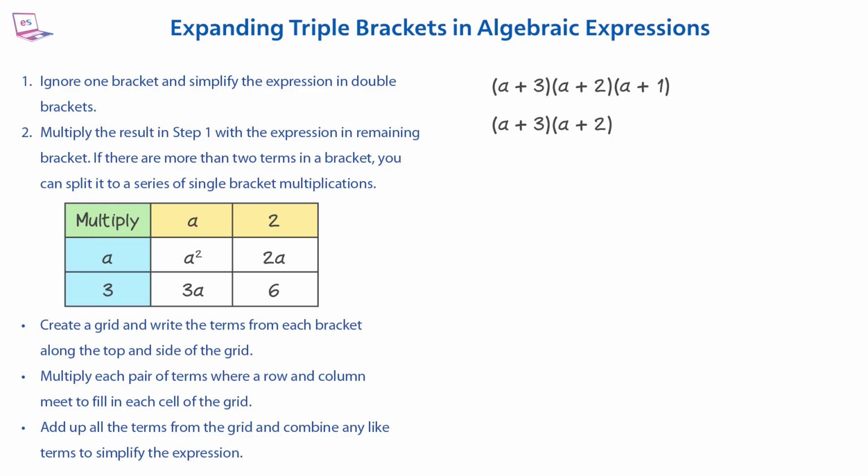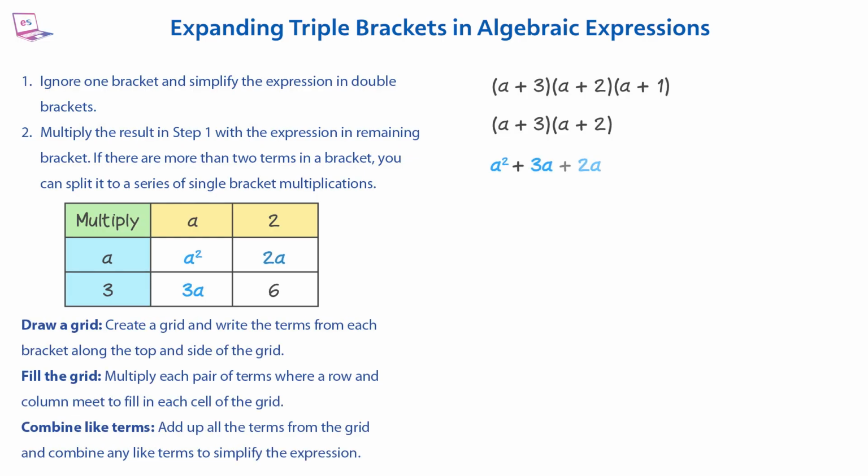Now, let's write all the terms together: a squared plus 3a plus 2a plus 6. By combining the like terms, the final expression is a squared plus 5a plus 6. Now, let's take this result and multiply that with the term (a + 1) in the third bracket.